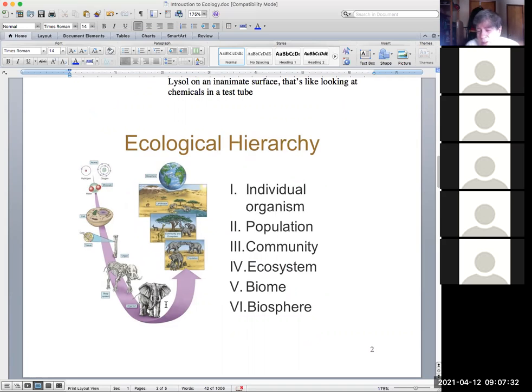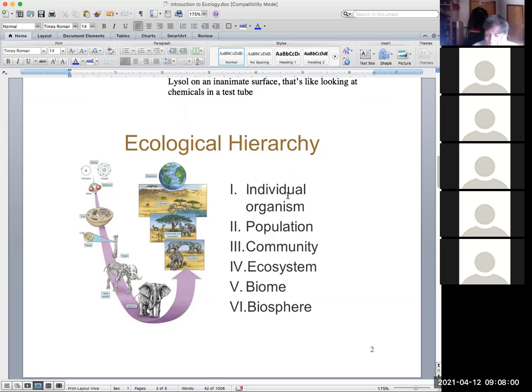Now notice it could be a multicellular organism like an elephant, but it could be an individual organism that's much smaller. It could be a mouse. It could be a small bush. It could be a single cell, because if we're talking about a bacteria or some protista or a yeast, one individual cell is one organism.